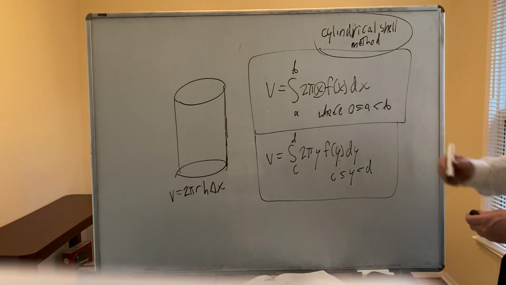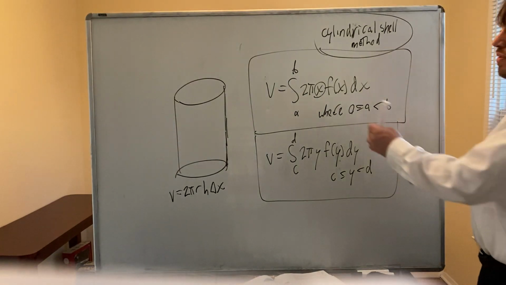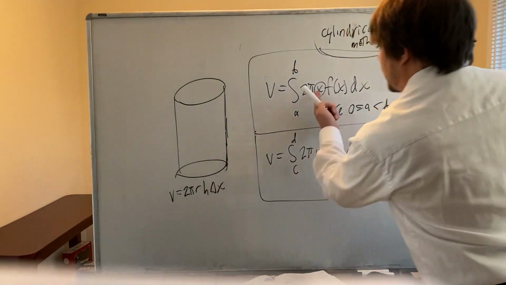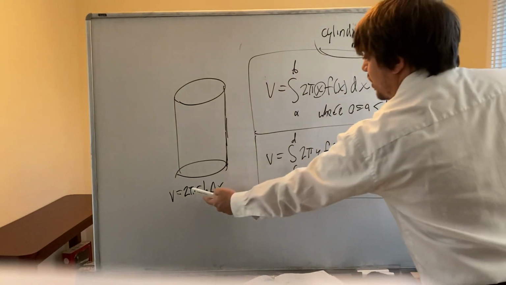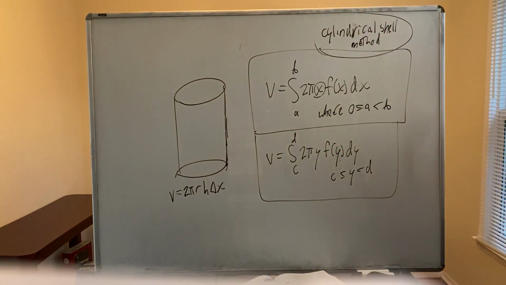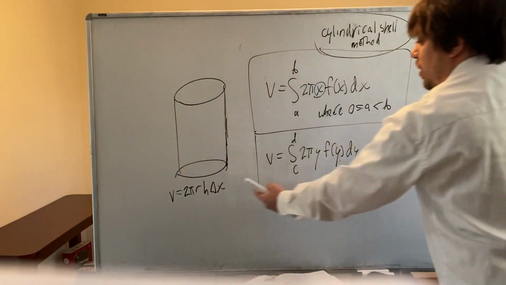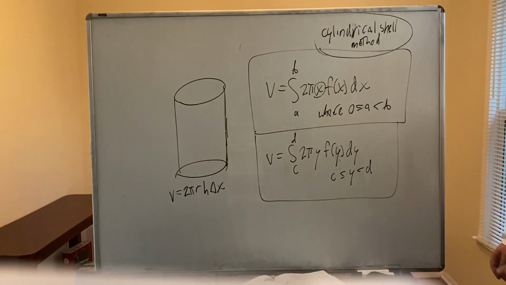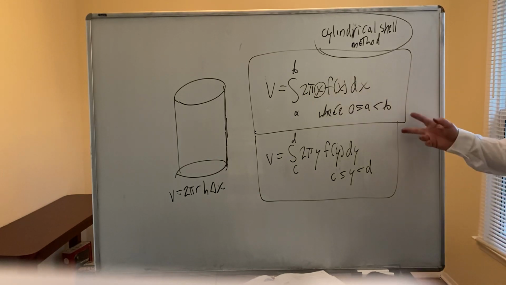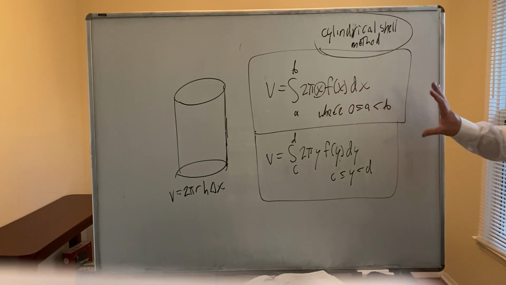And so when I write these two equations, it's for when we have cylindrical shells whose radius is x, and the height of the cylindrical shell is f of x, okay? And here it's when the radius is y, and when the height of the cylindrical shell is f of y. But that does not always have to be the case. These are the easier cylindrical shell method formulas.